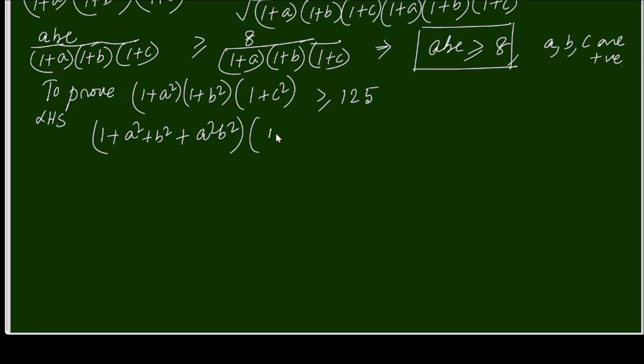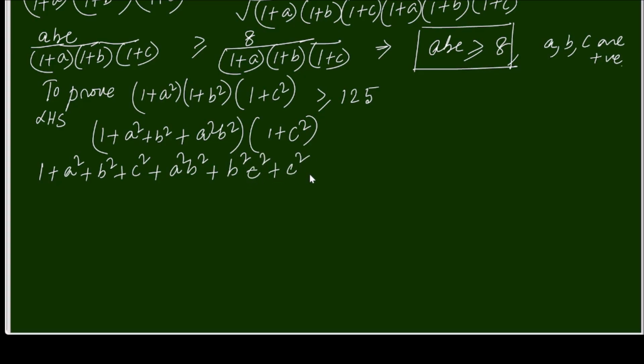Again multiplying with 1 plus c square, the whole thing will be 1 plus a square plus b square plus c square plus a square b square plus b square c square plus c square a square plus a square b square c square. This is greater than or equal to 125.